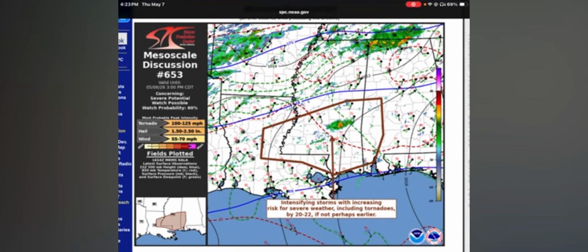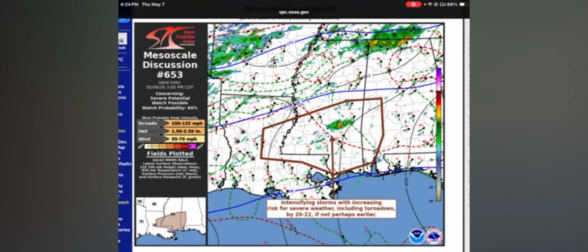Concerning the severe weather potential, watch possible, watch probability is 60%. Watch probability and severe potential go hand in hand. So there's watch unlikely, or watch possible, or watch likely, or watch needed soon, and it goes 5%, 20%, 40%, 60%, 80%, and 95%. So this is a 60% watch probability mesoscale discussion. That means there's a 60% chance that the Storm Prediction Center issues some sort of watch, either a tornado watch or a severe thunderstorm watch. I apologize. So that's that.